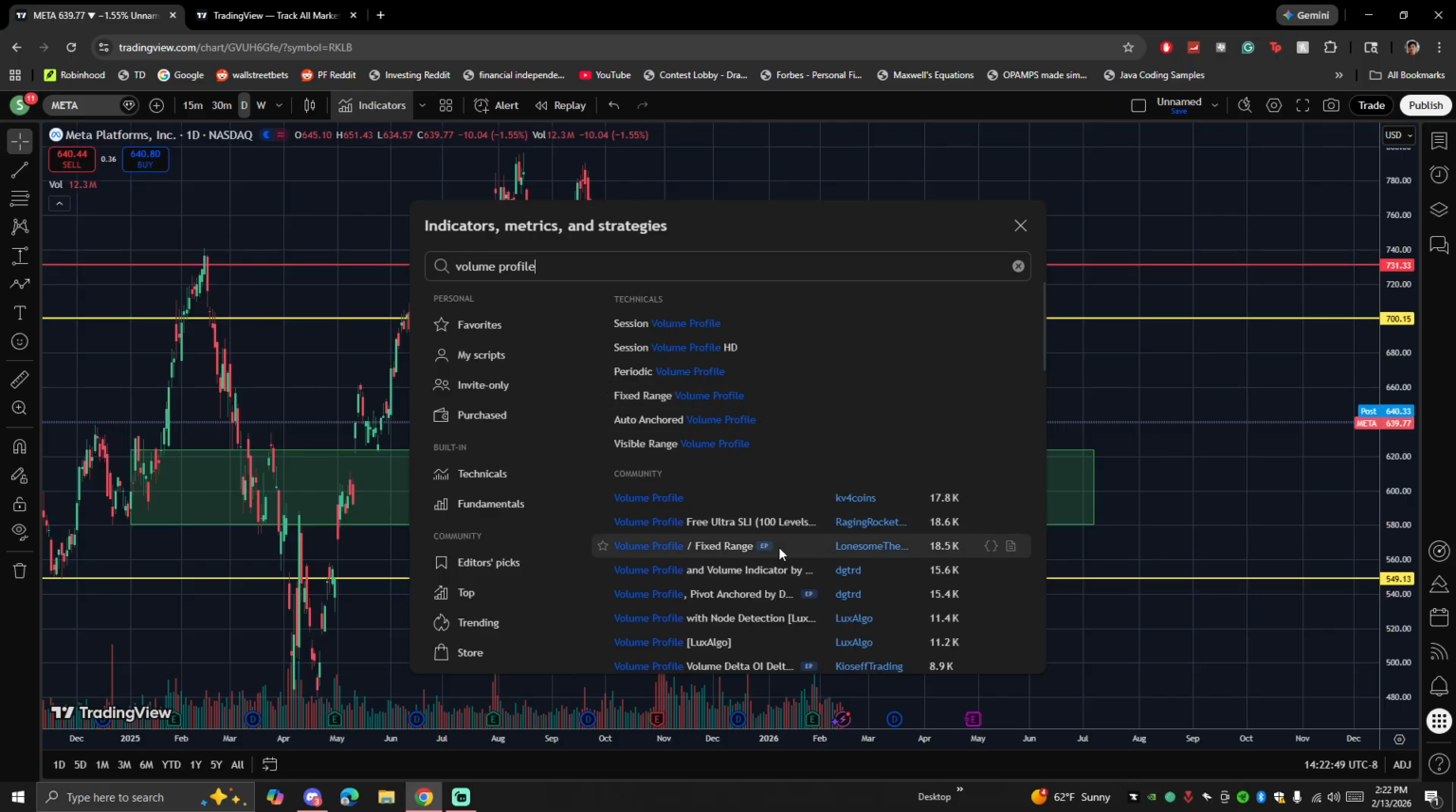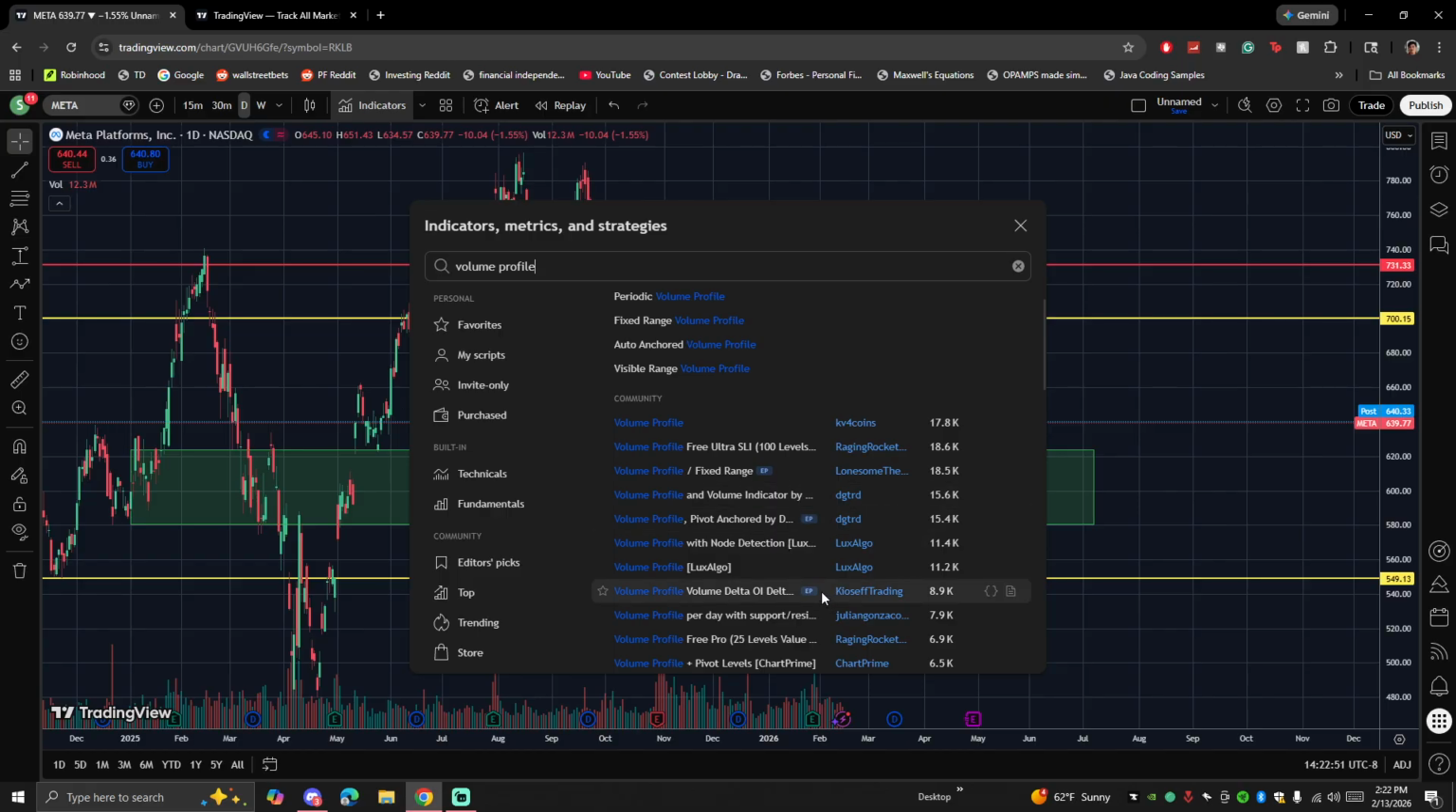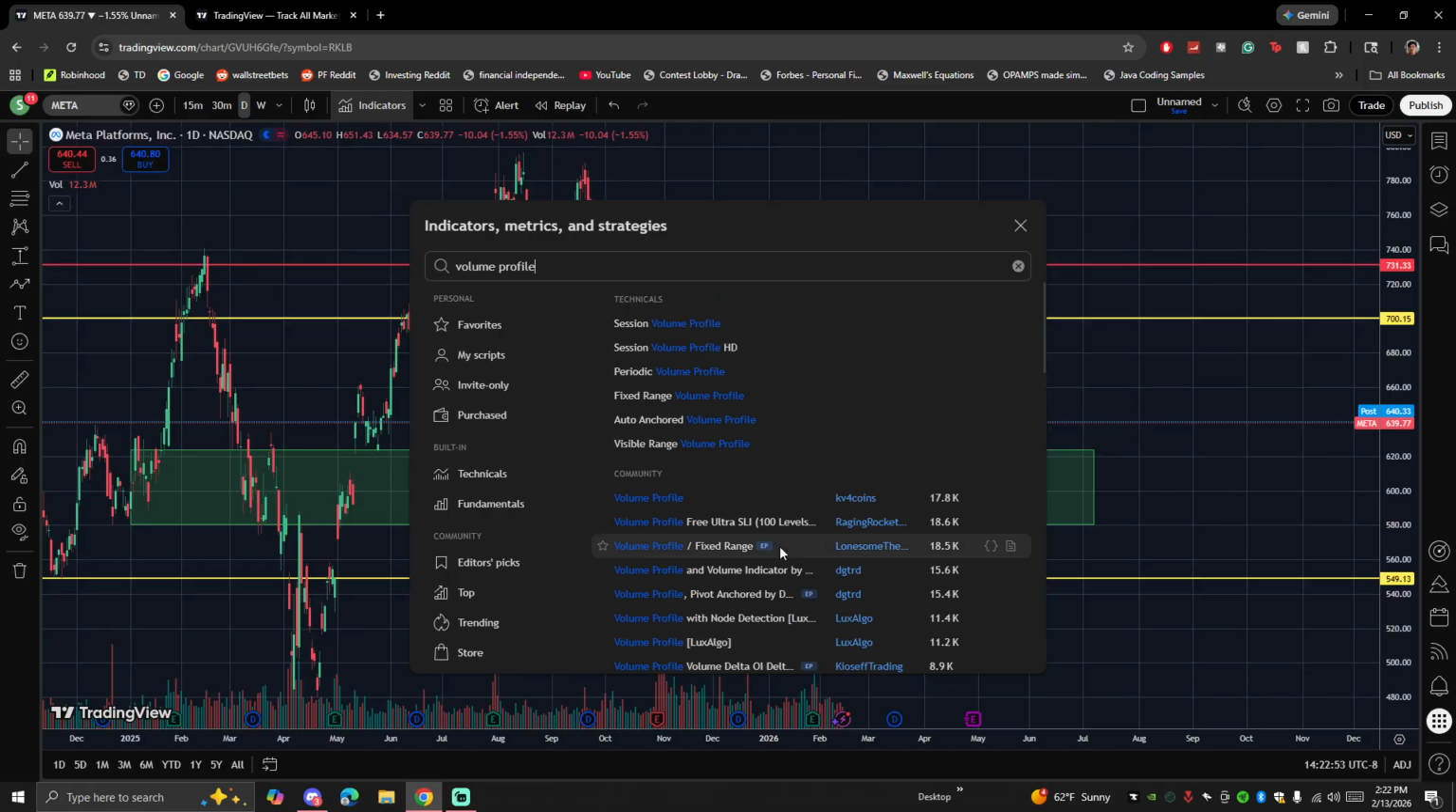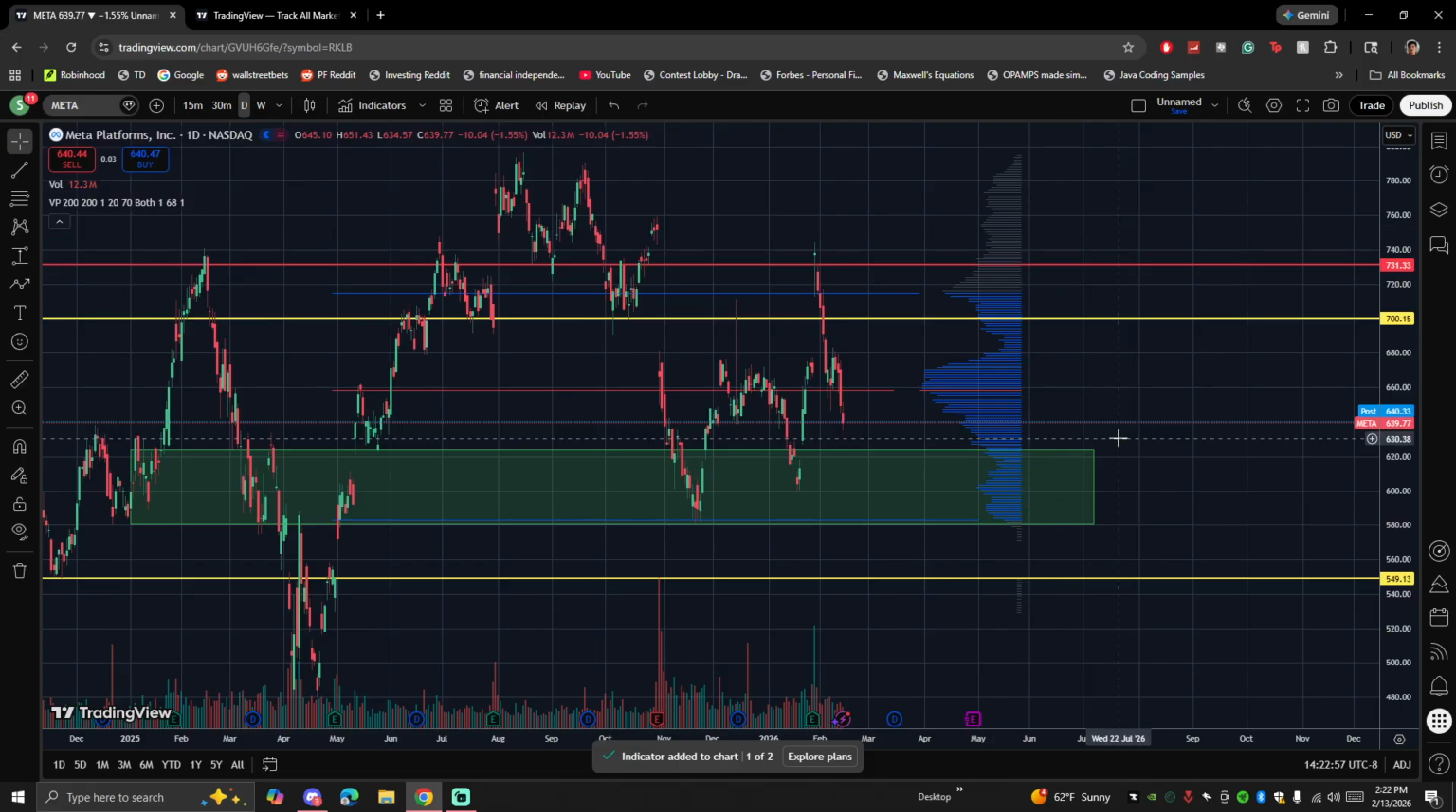Oh, which one did I use? I always forget which. There you go. So I like using volume profile, and what volume profile does is it tells you where the most volume was conducted at a given price.